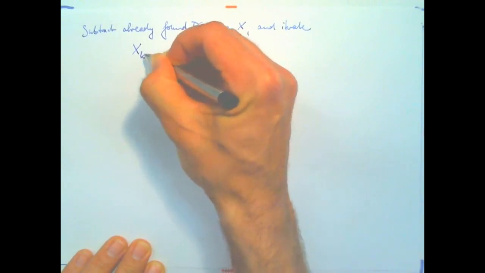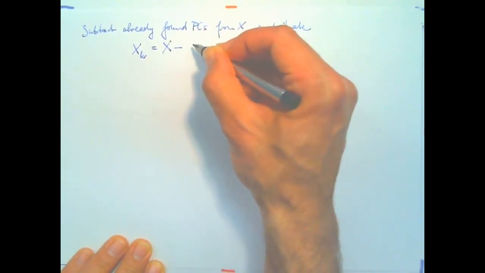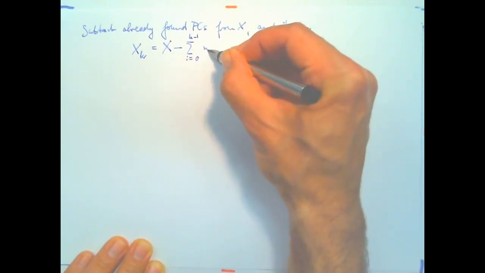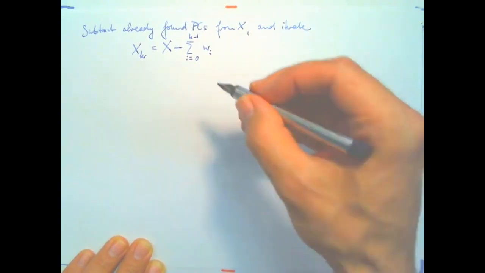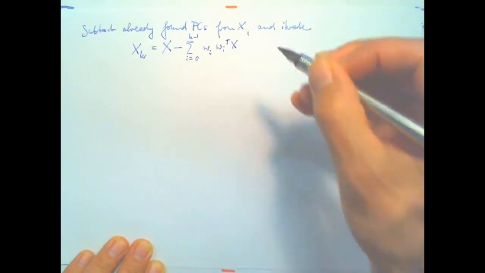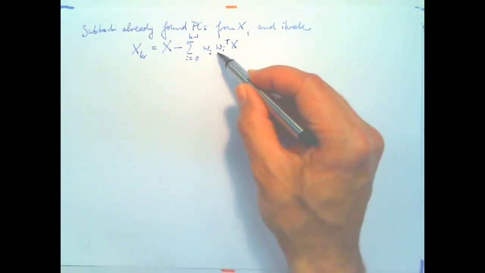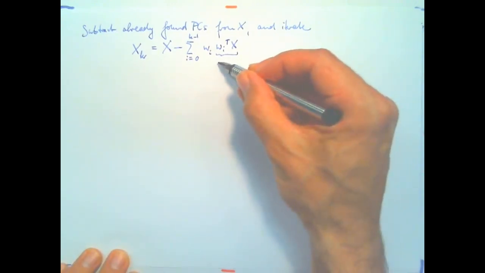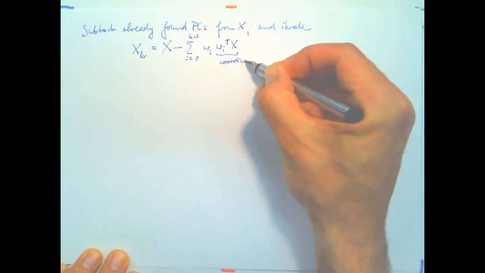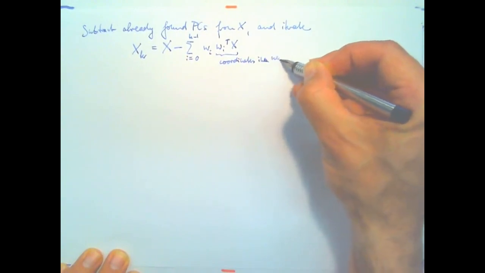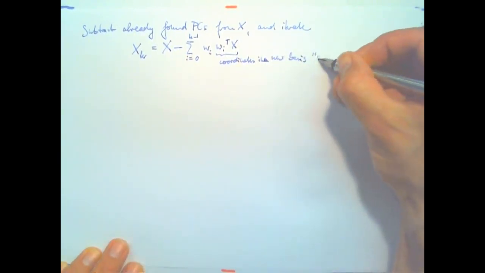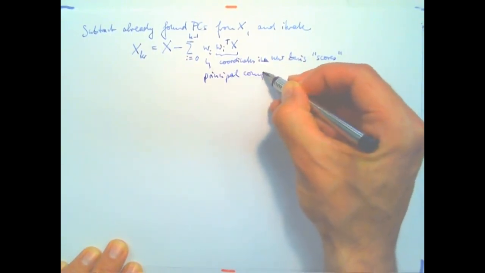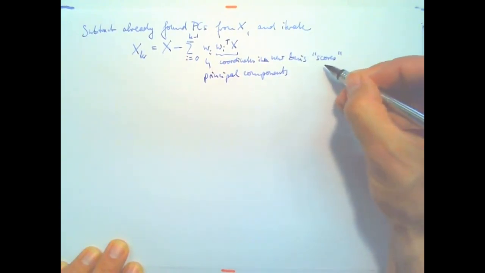So you can say that x_k is x minus, and now these are rank 1 approximations to x that I subtract. So this thing here was the coordinates in the new basis. They are also called the scores. And these were the principal components, which are also called loadings.